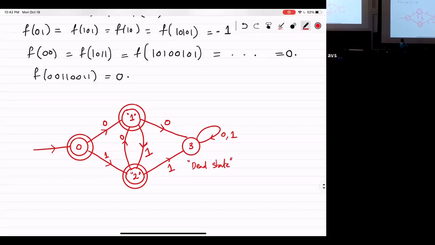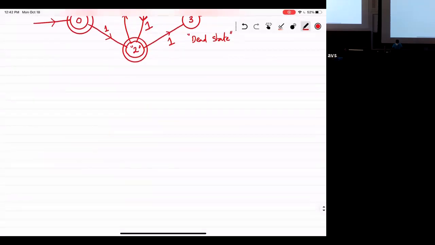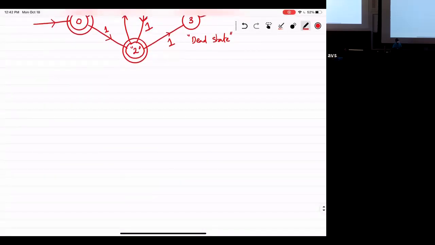All right. Before doing, let's do one last example, and then we'll talk about the general principles that go into designing DFAs.